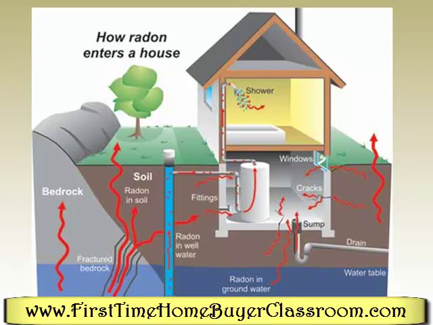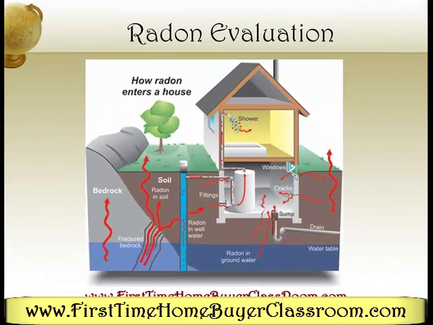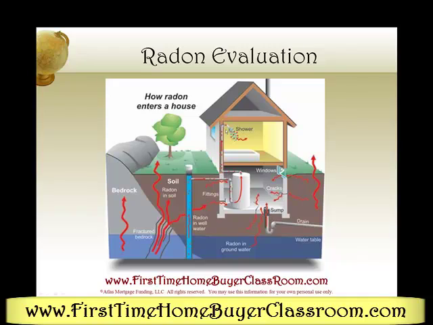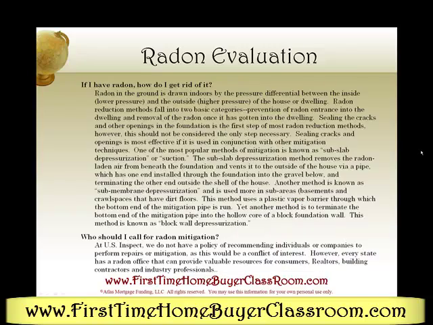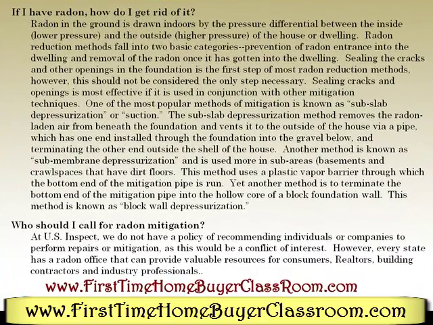Now, what I've done here is I've given you a graph where you can see how radon is coming into your home, and you'll notice all of the red arrows are showing where radon can come in from. You'll notice on the left-hand side bedrock, fractured bedrock, soil, well water, and fittings that come into or out of the home. Radon can come through the groundwater, through your sump pump, cracks in the foundation, windows, as well as your shower.